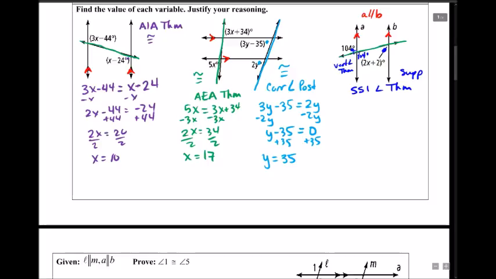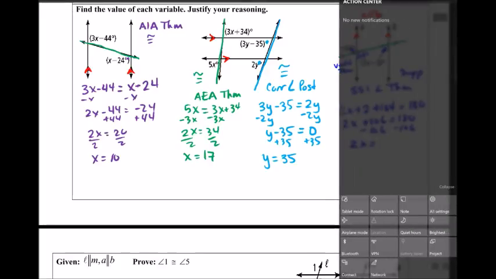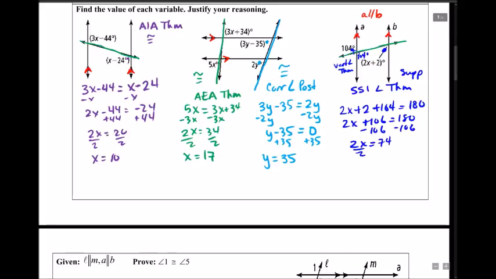So I can say 2x plus 2 plus 104 equals 180. So 2x plus 106 equals 180, subtract 106 from both sides. 2x equals 74, divide by 2, and x equals 35 plus 2, 37. All right, so that allows us to use our special angle pairs to find angle measures.